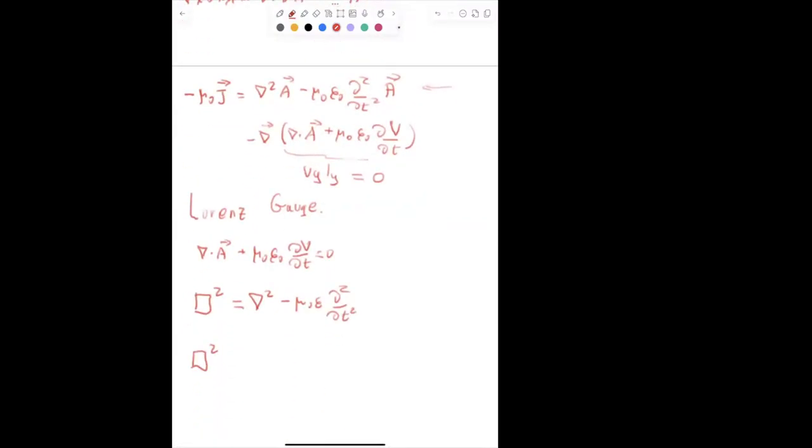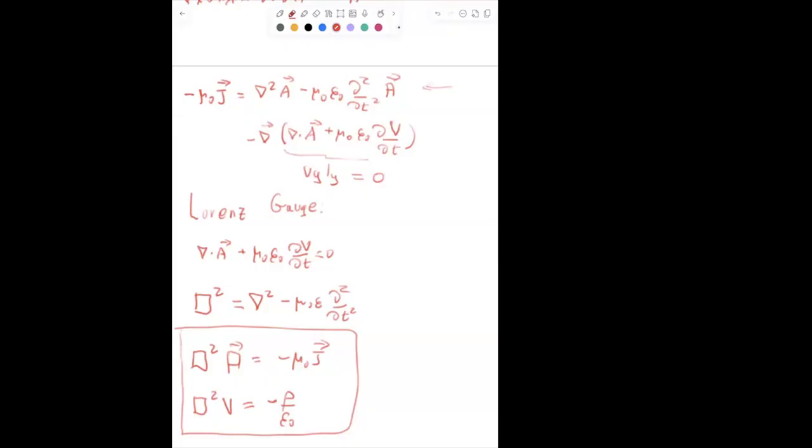So these are the basic equations. If you want, minus mu0 times J. And similarly, I'm not showing this, you can write the D'Alembertian of V equals minus rho over epsilon 0. So in principle, these are the equations that you need to solve.